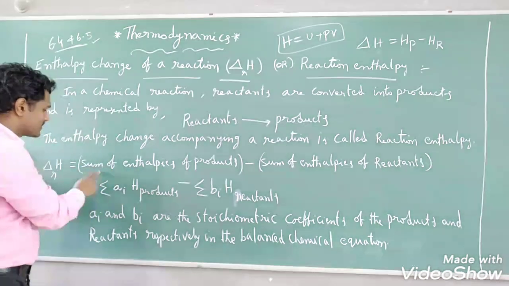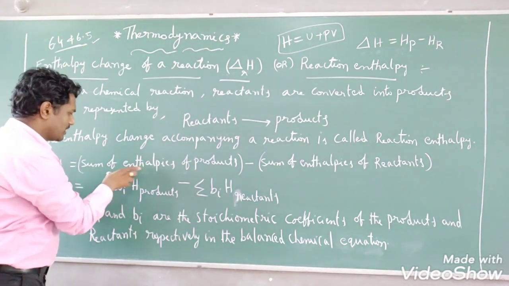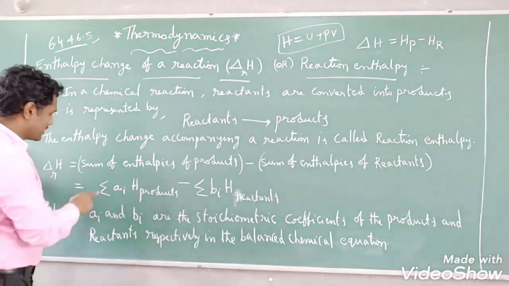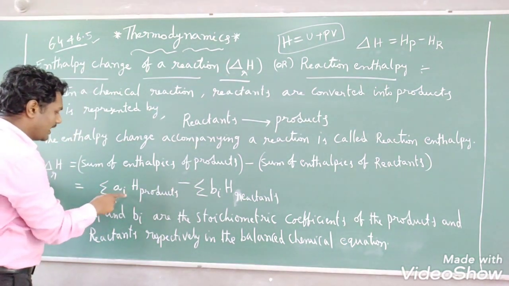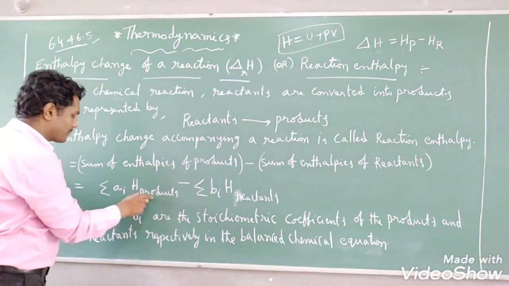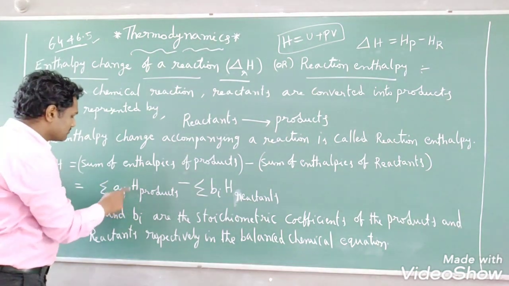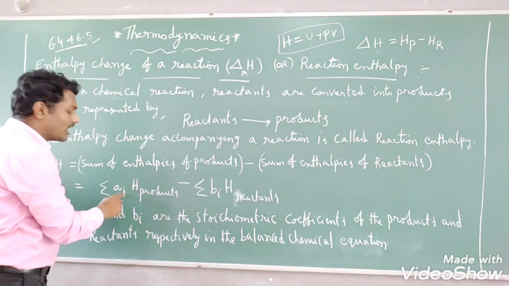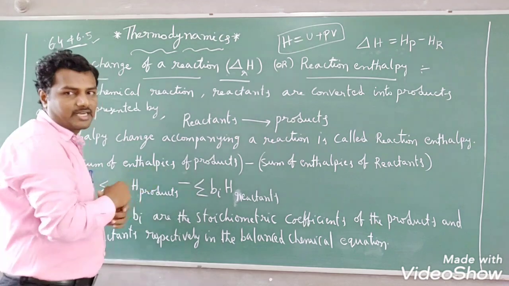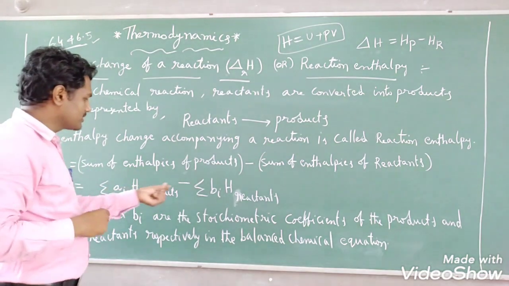We can also represent this like this. Summation you can use instead of these terms. Instead of words you can also write in symbols. What does that mean? Summation a i H products. What is the meaning here? H products means enthalpy of products. All values we have to sum. a i is nothing but the stoichiometric coefficient of the balanced chemical equation, on which side? Product side. So this is the stoichiometric coefficient of the products, right?